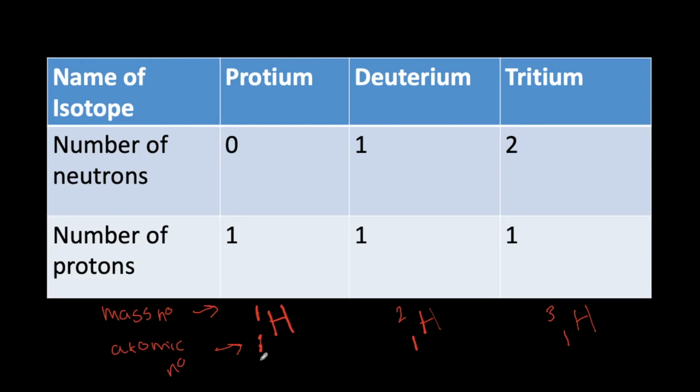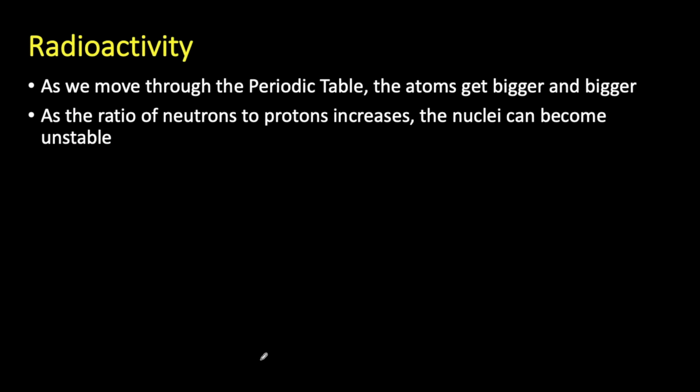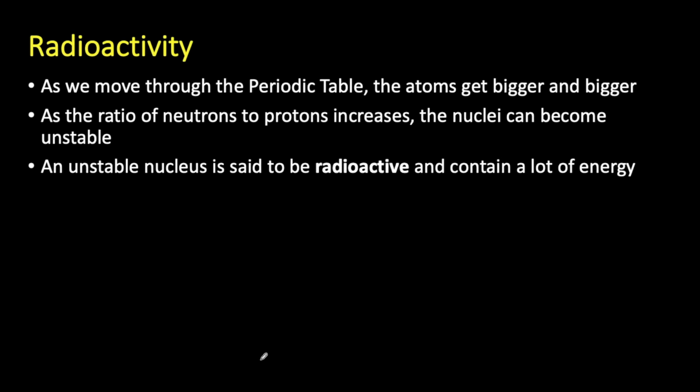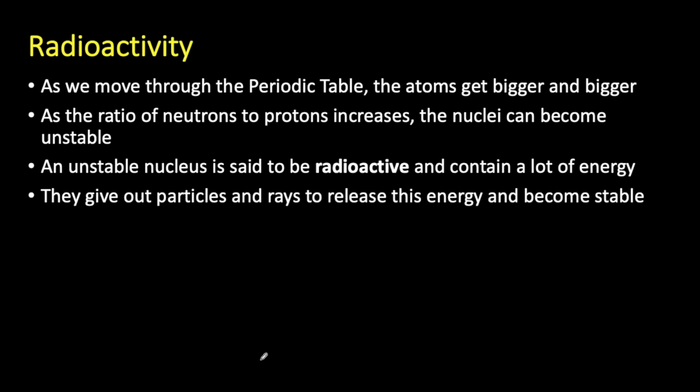always at the bottom. Now, as we move through the periodic table, the ratio of neutrons to protons increases. And as we add more and more neutrons to a nucleus, it becomes very unstable. Unstable nuclei are described as radioactive, and they contain a lot of energy. They release this energy in the form of particles and rays in order to become more stable. And this is called radioactive emission.